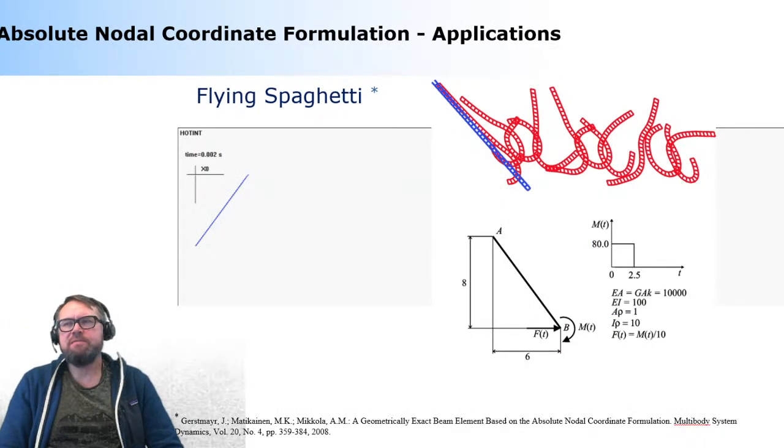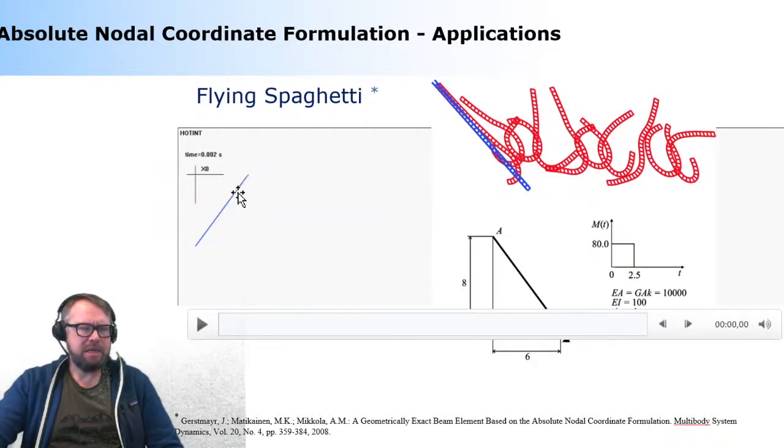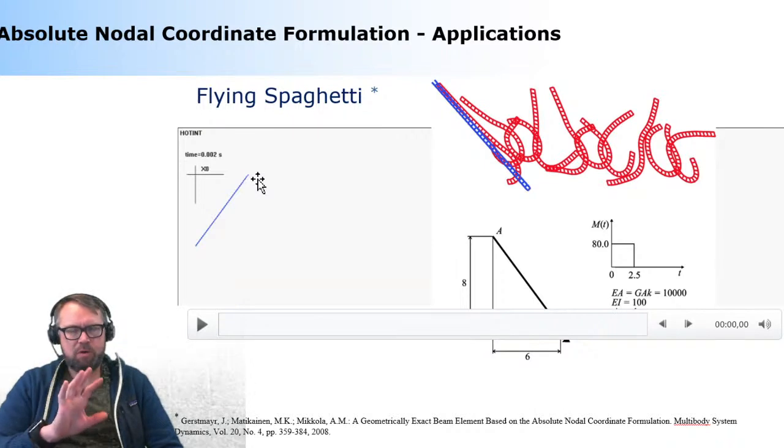First, this is a flying spaghetti, which of course has no business value whatsoever. But it's one of the benchmark cases where the accuracy and computational efficiency of a new formulation are tested. Because this is a fairly new formulation, we wanted to test how well it can describe a beam that has roughly the same material properties as spaghetti, cooked spaghetti to be more specific.